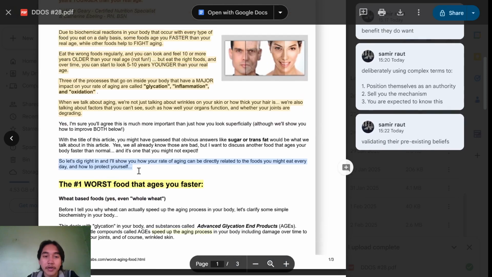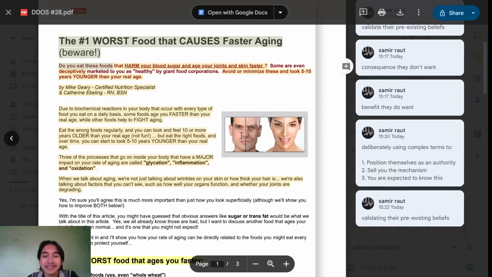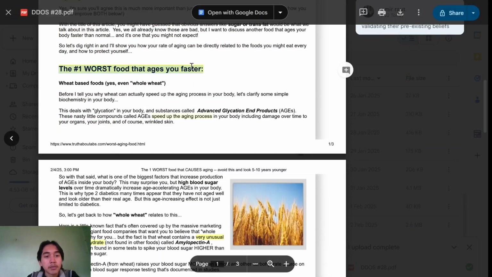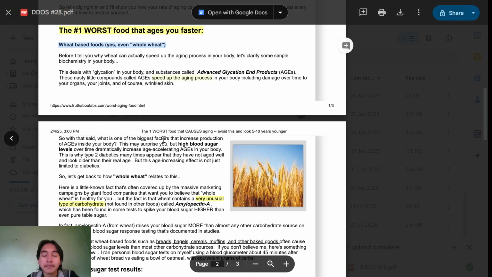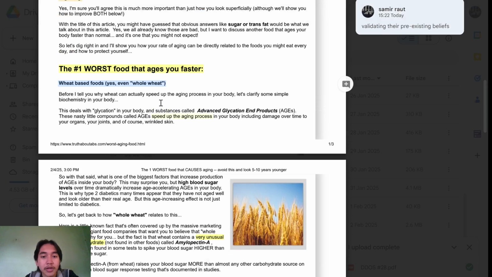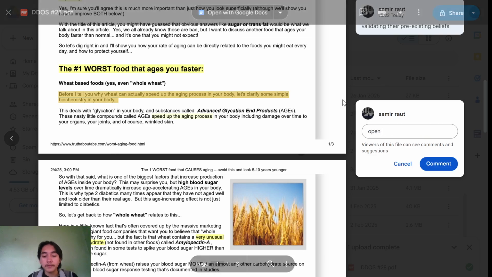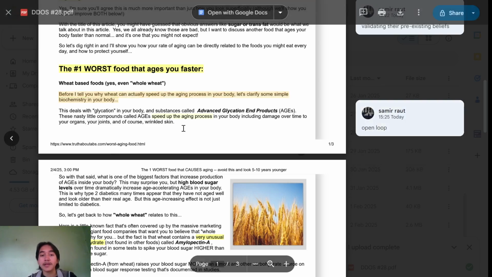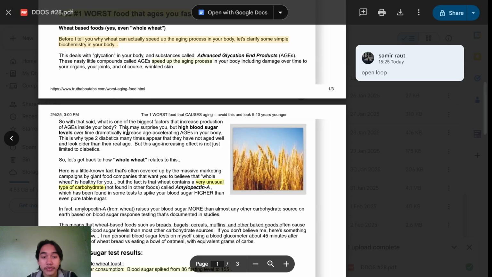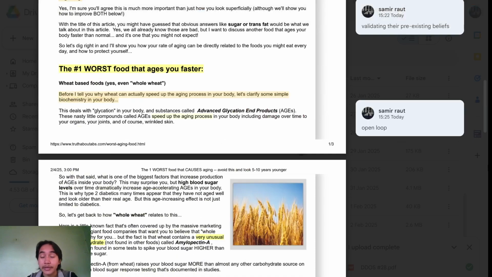Okay, now these are reframing the whole point of the sales argument. The number one food that ages you fast is wheat-based foods. Yes, even whole wheat. So they're not gatekeeping the whole information to the end of the sales letter. Before I tell you why wheat can actually speed up the aging process in your body, let's clarify some simple biochemistry in your body. Open loop. Before we do that, let's focus on this. Meaning you're bribing the reader to read further and actually consume your whole sales message so he's in the right frame before clicking to the next page.